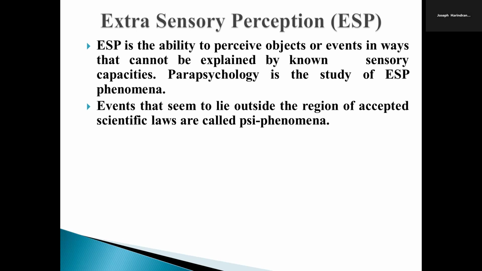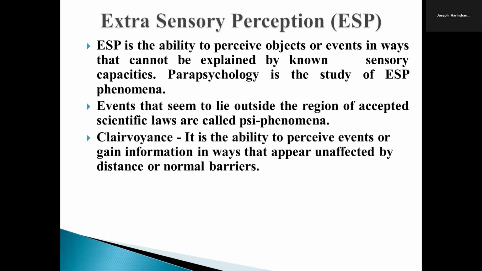It is different from intuition and guessing, of course. It is not that easy. But there is something that tells us of something extra, something beyond. Clairvoyance is the ability to perceive events or gain information in ways that appear unaffected by distance or normal barriers. So the ability to perceive events and gain information in ways unaffected by distance and normal barriers is called clairvoyance.